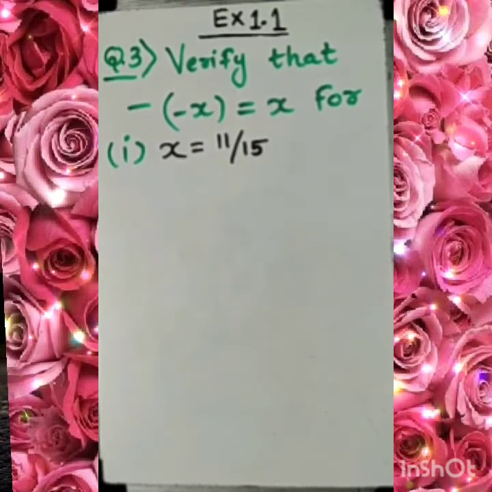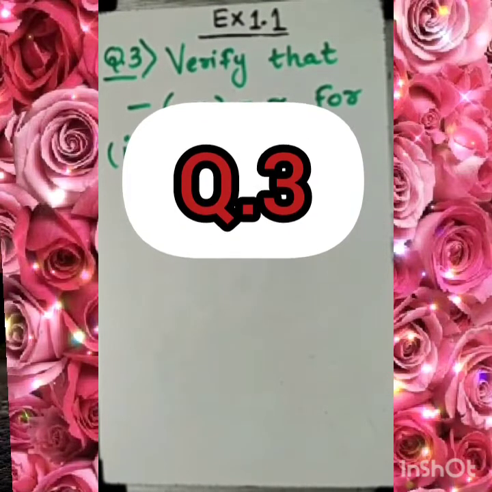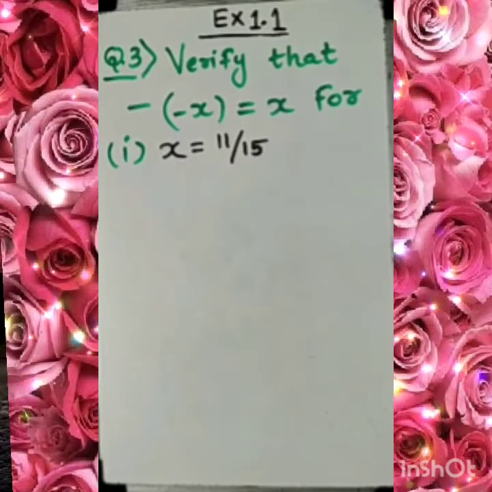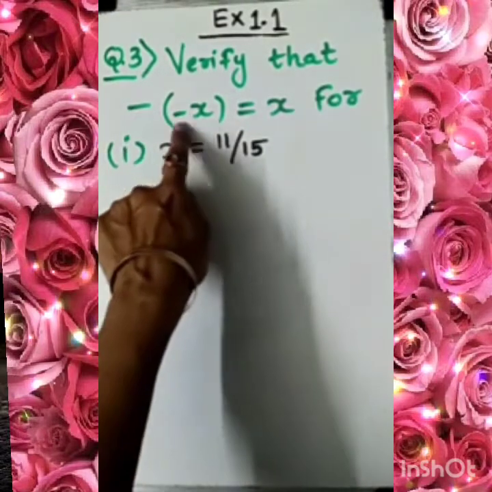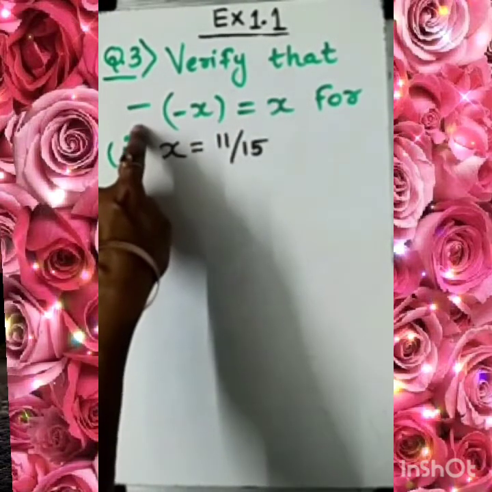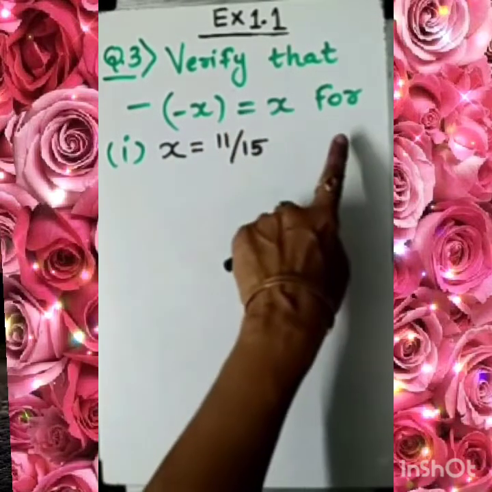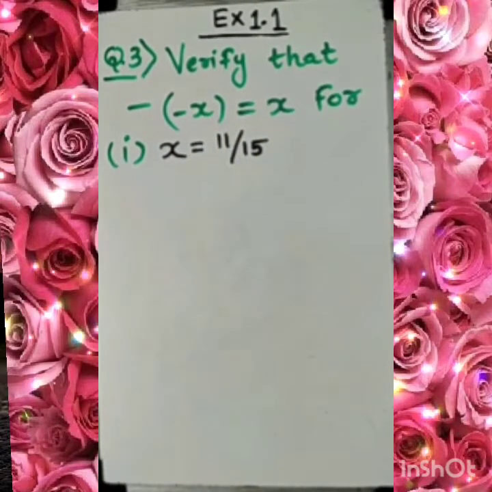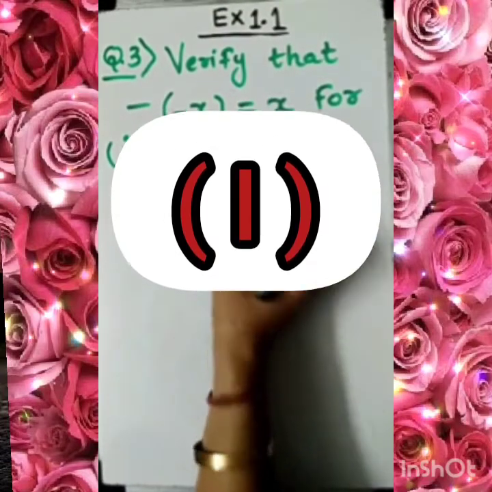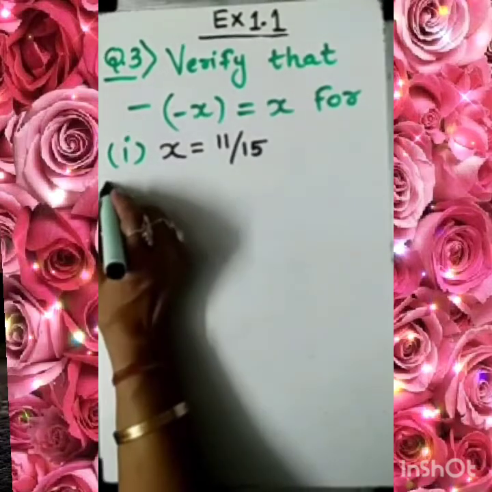So my dear students, here is question number 3 of exercise 1.1 in front of you. The question is, verify that minus of (minus x) is equal to x, for x equal to 11 by 50. Fine. So let's start the solution.